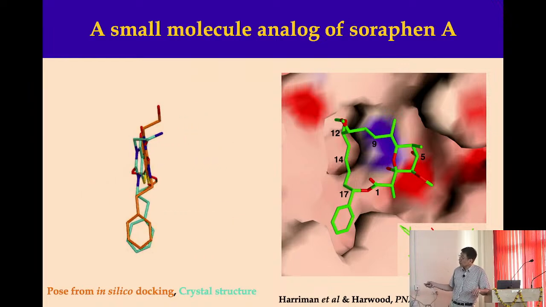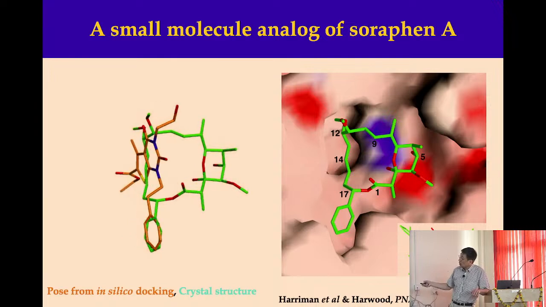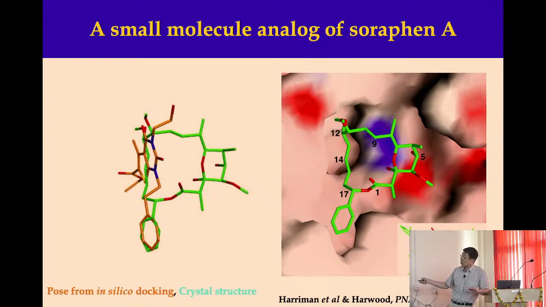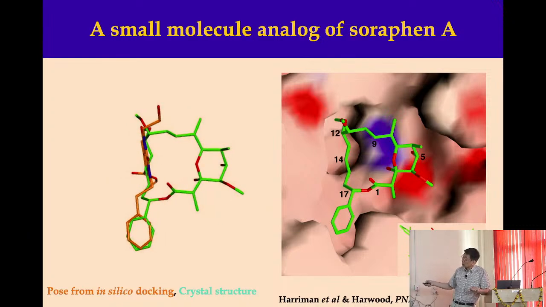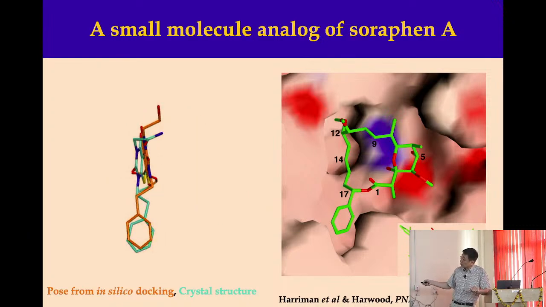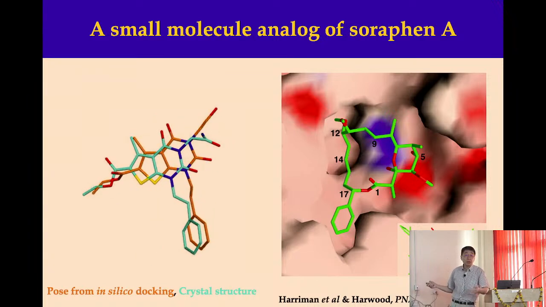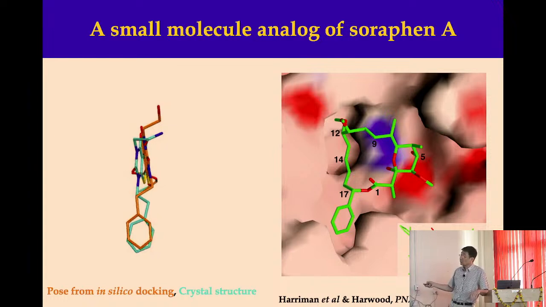The biggest difference you see is this ester group here. The carbonyl is out of the plane of this aromatic group. In the crystal structure, you can see the carbonyl is actually in plane. The ester is in plane, and the whole thing is a very large pi system. But overall, it's very, very similar.